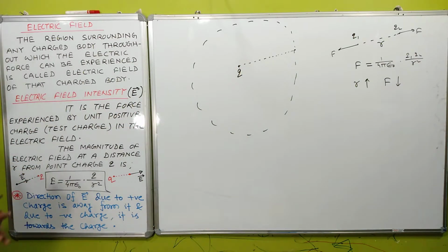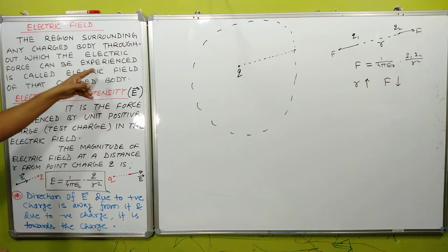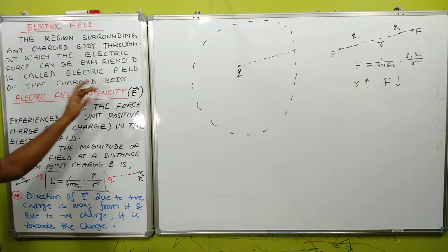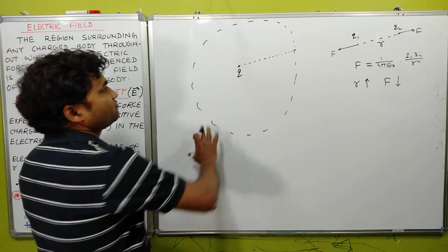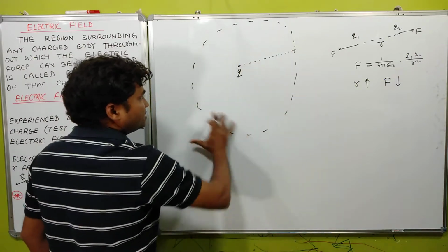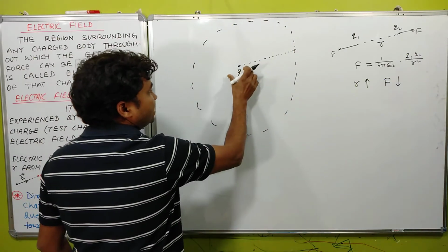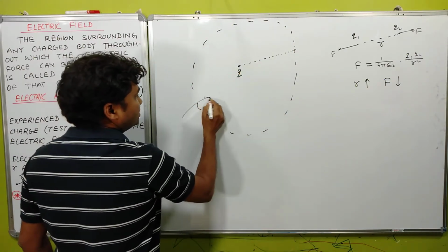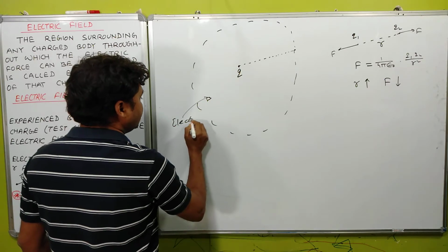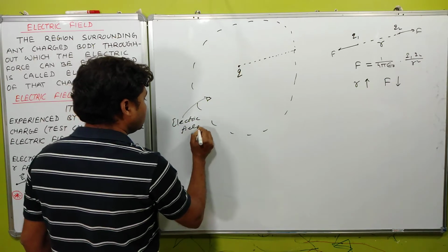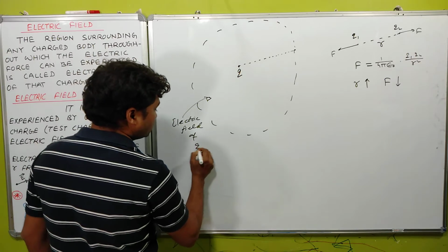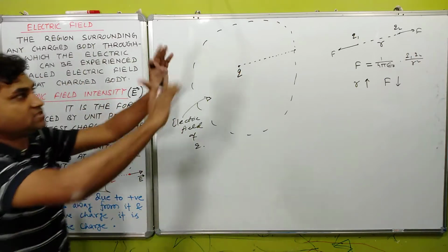and the same thing is written here. The region surrounding any charged body throughout which the electric force can be experienced is called electric field of that charged body. Means we will say this region surrounding this charged body q is electric field. This is the electric field of a small q, of charge small q. This is the electric field.